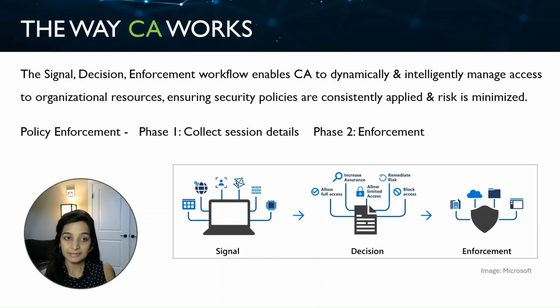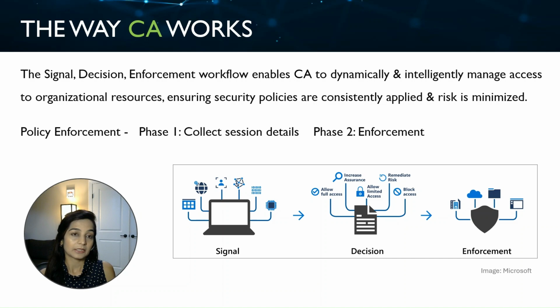If all the signals indicate low risk, access would be granted. If some signals indicate potential risk, that is, access from an unknown location, then additional verification steps like MFA may be needed. But if the signal indicates a high risk, that is, access from a high risk location or a non compliant device, then access would be denied. Now, understand that this is only the decision making part. Nothing is enforced at this point. Enforcement happens next, after the signals are assessed and the decision is made.